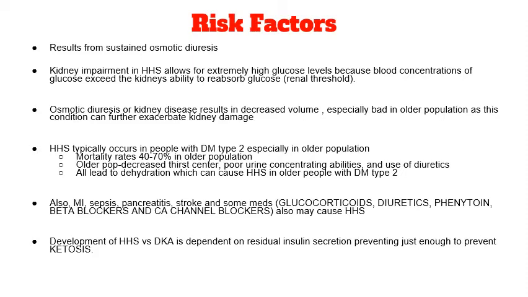HHS typically occurs in people with diabetes type 2, especially in the older population. Mortality rates are 40 to 70% in the older population. Decreased thirst center, poor urine concentrating abilities, and the use of diuretics all lead to dehydration, which can cause HHS and type 2 diabetes. Also, MI, sepsis, pancreatitis, stroke, and some meds also cause HHS. Development of HHS versus DKA is dependent on residual insulin secretion, providing just enough to prevent ketosis.